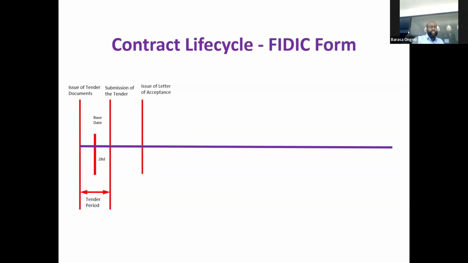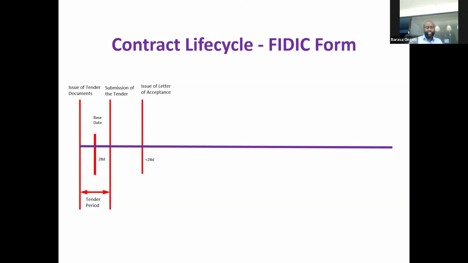After the tender is received, you have a period where the owner will negotiate and consult with the selected tenderer and finally settle on one. If there are 3 or 5 or 20, settle on one, and then they'll issue them with a letter of acceptance.